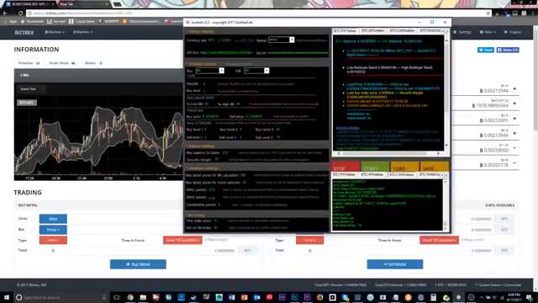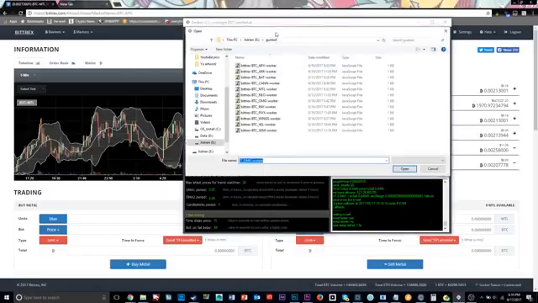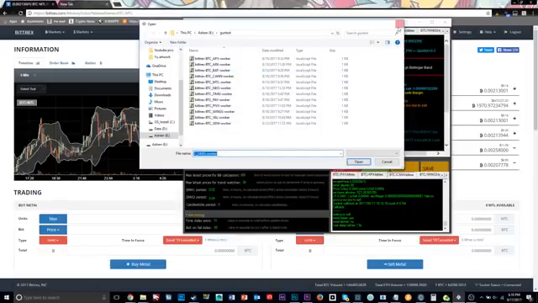Next over here we have stop, start, load, save. Every time you want to trade a new coin, for example Bitcoin to Ethereum, you set all your settings, then you hit save, and it will save that pair, and you will be able to see it in the load section right here.